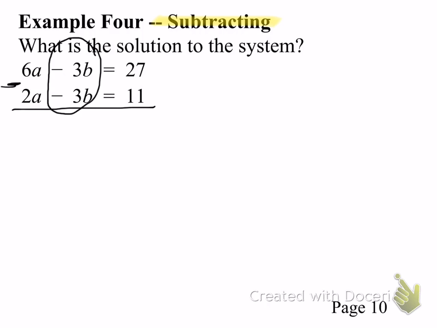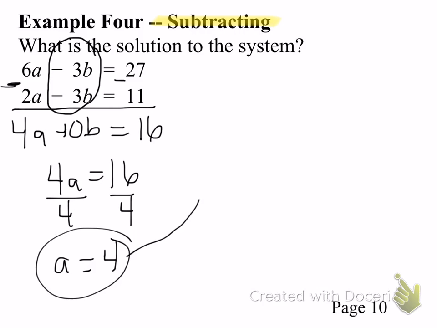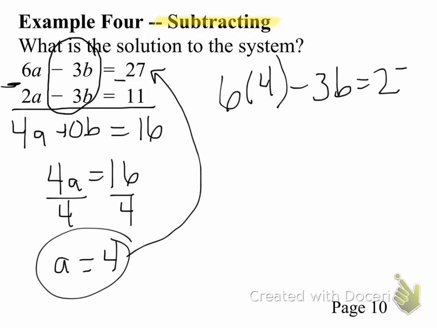So 6 minus 2 gives you 4a. Negative 3 minus negative 3 gets you a plus 0b. And then equals 27 minus 11 gets you 16. So you have 4a equals 16. Divide by 4 on both sides. So a equals 4. Well, now let's go ahead and plug that value into the first one. So you've got 6 times 4 minus 3b equals 27. Well, 6 times 4 gives you 24, minus 3b equals 27.